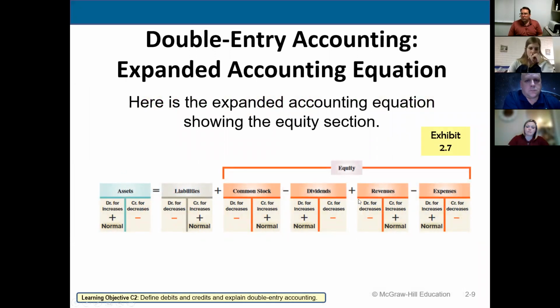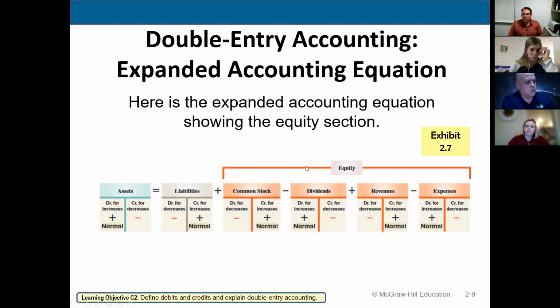So this is a couple more rules. We didn't cover these three special types of accounts: dividends, revenues, and expenses. They all relate to equity, but they have some weird relationships. Dividends and expenses both decrease our equity. So their rules are going to be the opposite of our regular equity account, common stock. Dividends increase with a debit, decrease with a credit, expenses the same way. And then revenues and common stock increase with a credit, decrease with a debit.